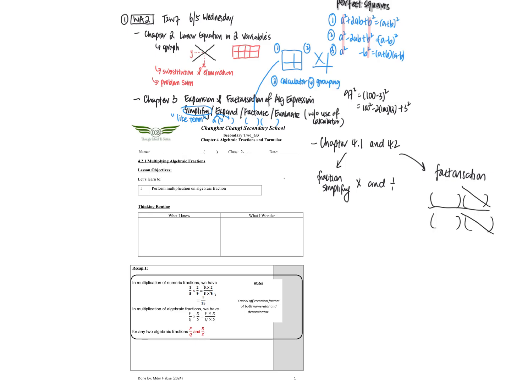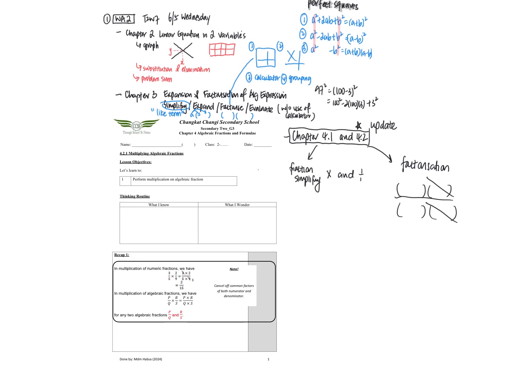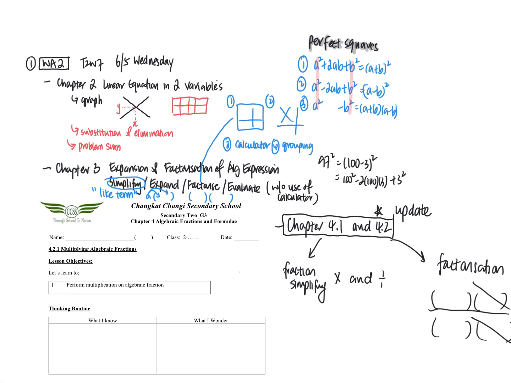So 4.3 and 4.4: 4.3 involves adding 2 fractions together or subtracting 2 fractions. So that one is not tested. 4.4 is where they want you to rearrange the equation until you make something the subject of the formula. That one is also not tested. So we will only learn until 4.2, and then it will be your WA. Can? So until 4.2, this is the update. 4.3 and 4.4 are not tested. Okay, only until 4.2.